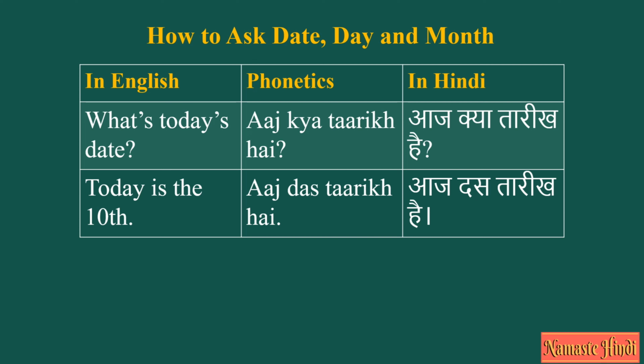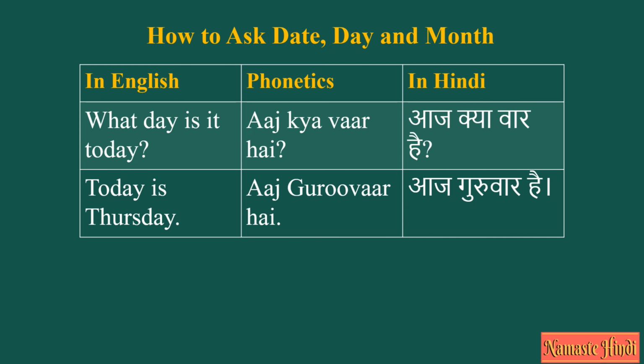How to ask date, day and month. What is today's date? आज क्या तारीख है? In Hindi, date is तारीख. Today is the 10th. आज 10 तारीख है. What day is it today? आज क्या वार है? If you are asking about the days, in Hindi, day is वार. Today is Thursday. आज गुरुवार है.